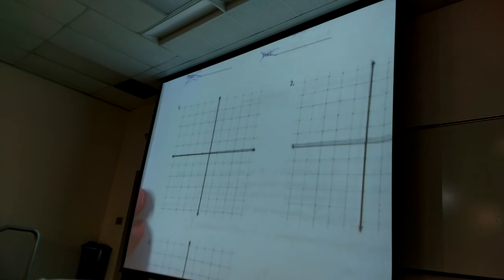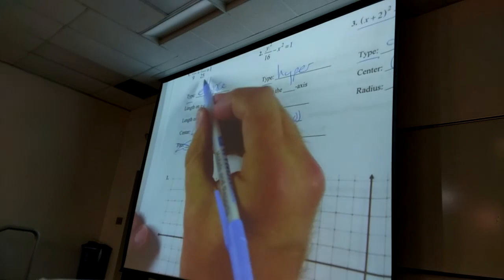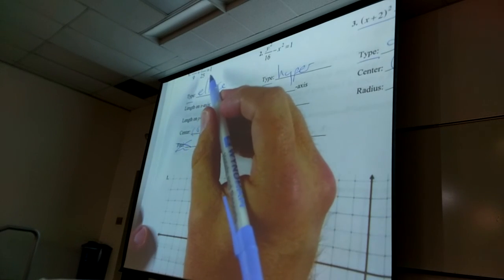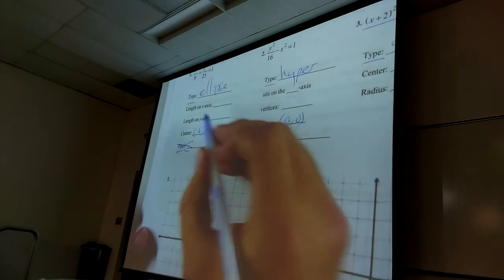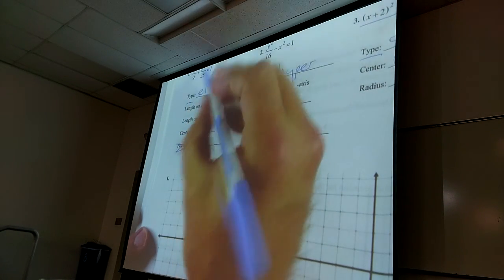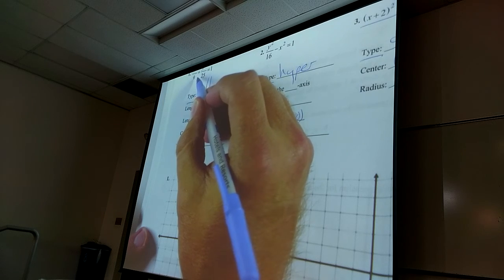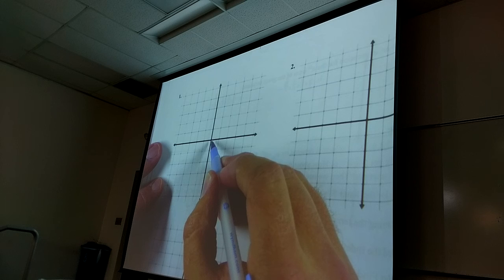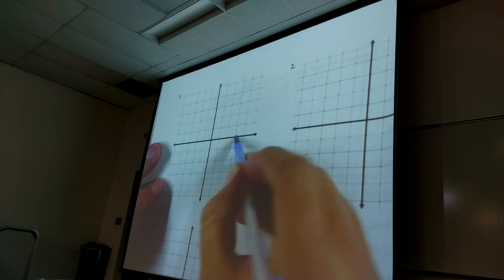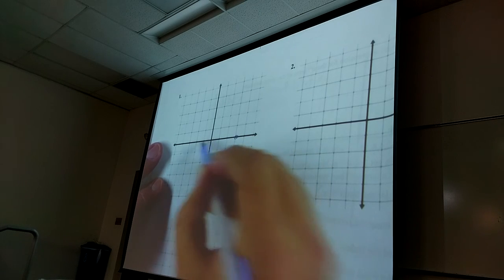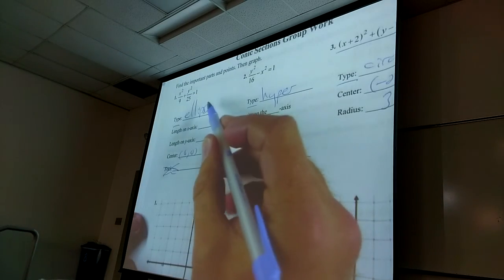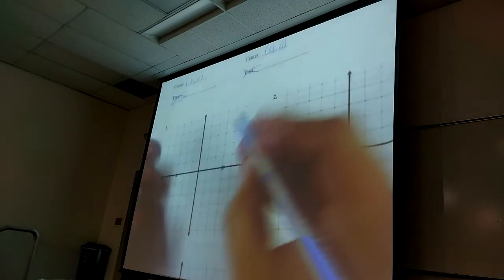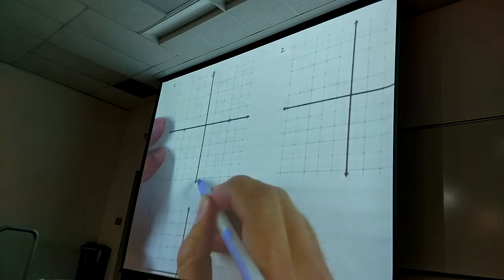All right. Now, for this ellipse, how far do I go out on the x-axis? 3. So here I go up 3. Right 3, left 3. And how far do I go on the y-axis? 5. So up 5, down 5.